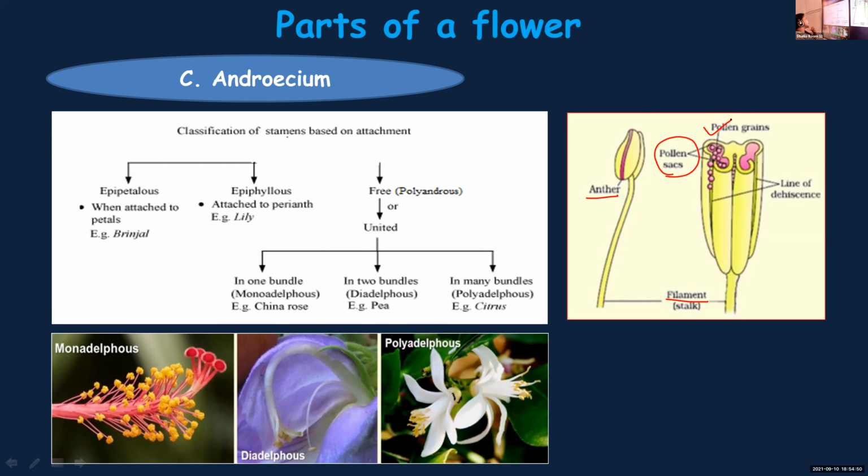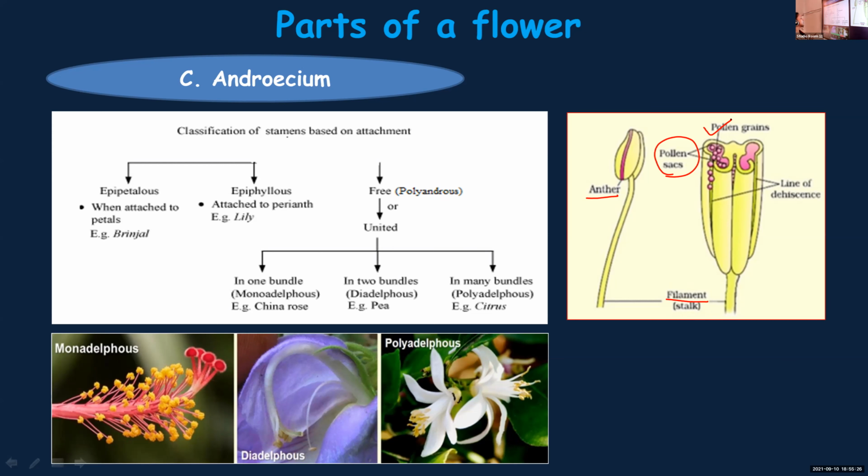And here you can see the classification of stamens based on attachment. Epipetalous and epiphyllous stamens. Let's see what is the difference between these two. Now you should not get confused between gamopetalous and polypetalous. Another term you're learning is epipetalous. Gamopetalous means petals are united. Polypetalous, petals are free. And here it is epipetalous.